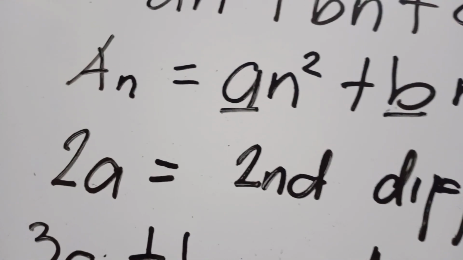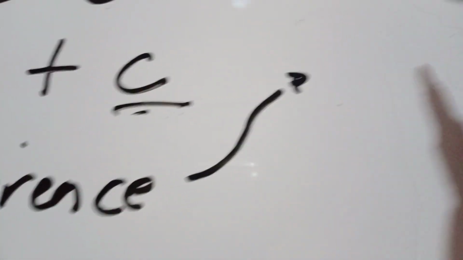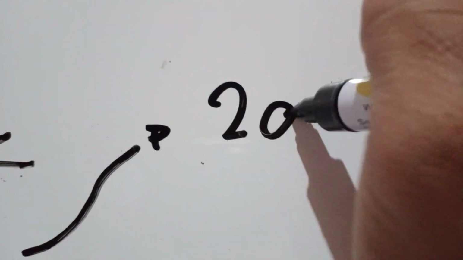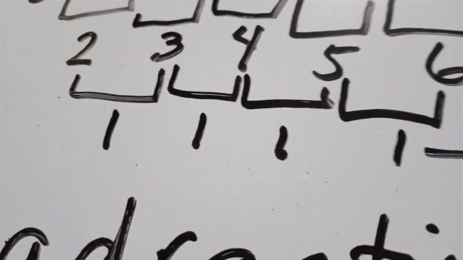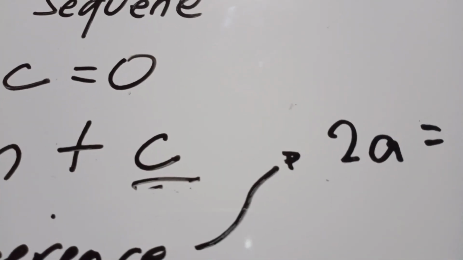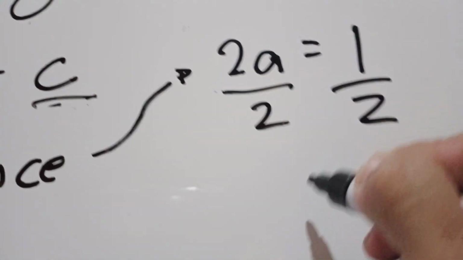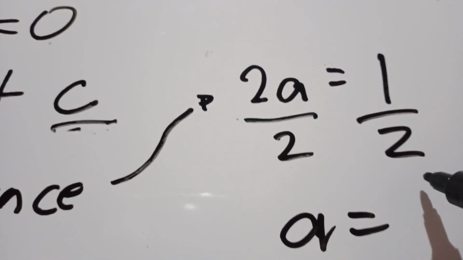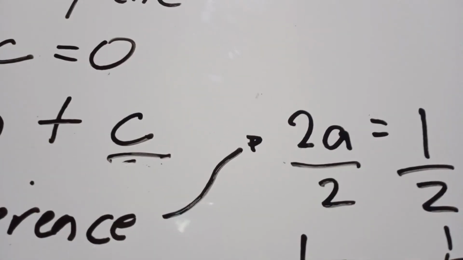Okay, let's start with the first equation. 2a is equal to the second difference, which is 1. So you get the value of a by dividing by 2. A is equal to 1/2.